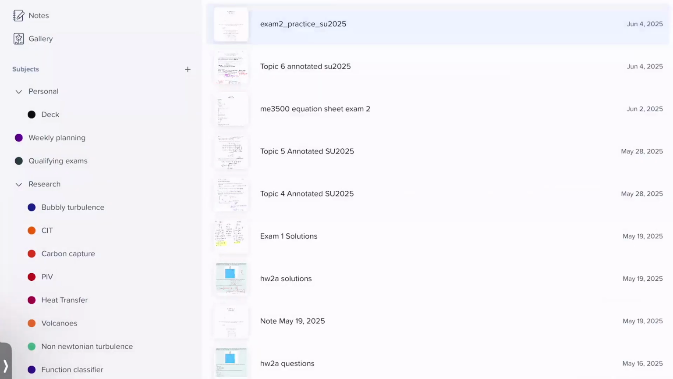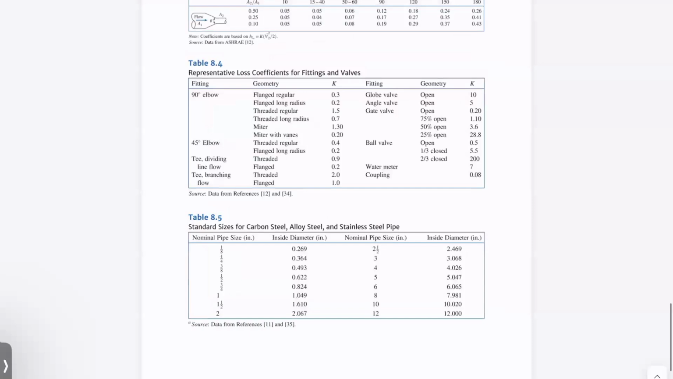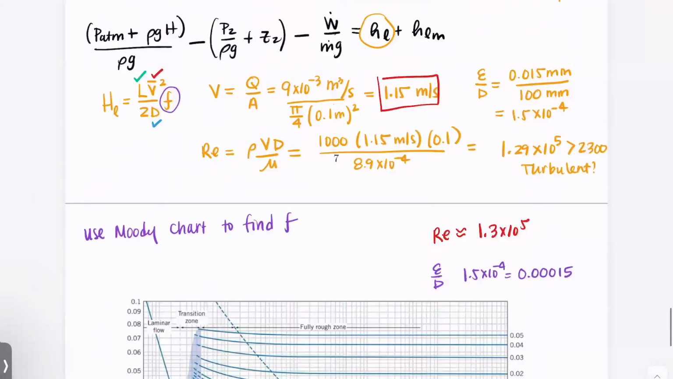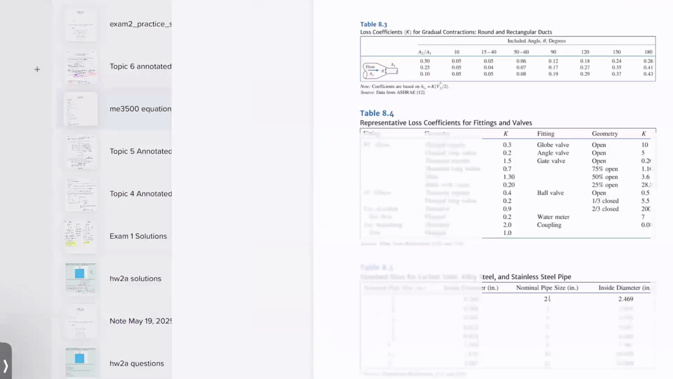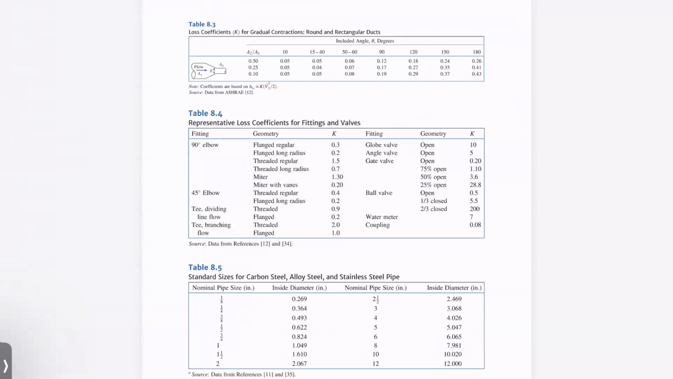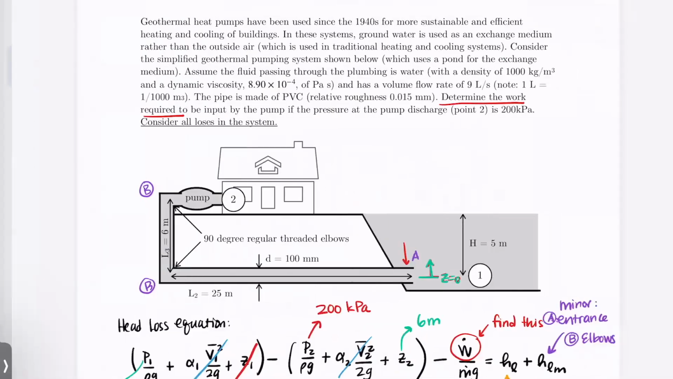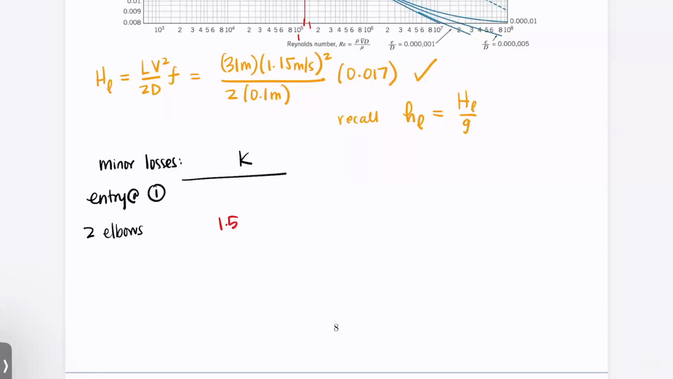I'm going to take us to the equation sheet. Oh, and I can't remember what the elbows were. So these are 90-degree regular threaded elbows. All right, so we've got 90-degree elbows. We want regular threaded, which is here. So K is 1.5, so I'm going to put that in here. So our K value is 1.5.